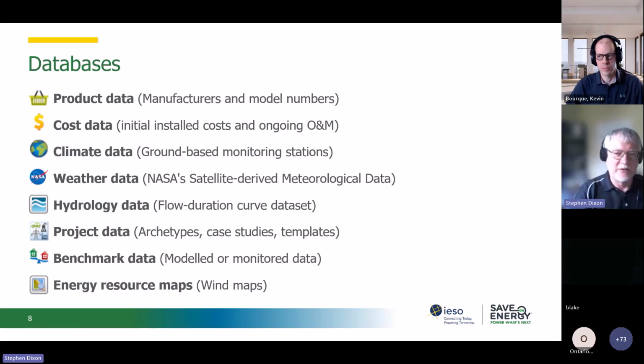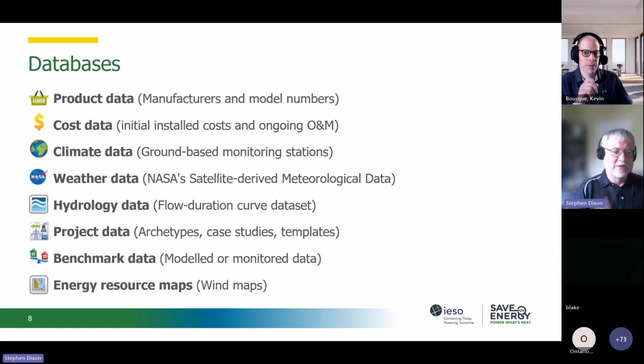If you're into hydrology or water power, there are flow duration load data sets. Project data. The archetypes, which Kevin's going to look at, are one of these, but case studies and templates are also tools that you have, and I'll explain those in a few minutes. Benchmarking data. There's lots of benchmarking data built into RETScreen. You look for that little house on a balance icon, and you can get to that. Kevin, maybe we can just highlight that one quickly when we're in there. And then energy resource maps like wind. So there is just a lot of data which you can use to do your what if analysis. Most people don't use a fraction of this.